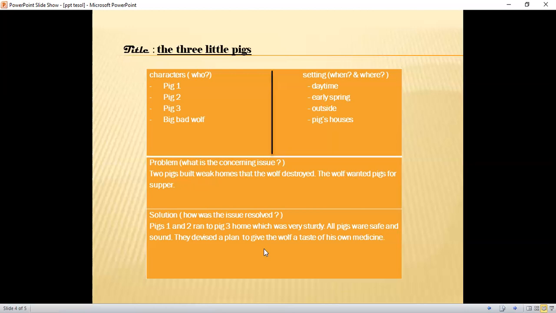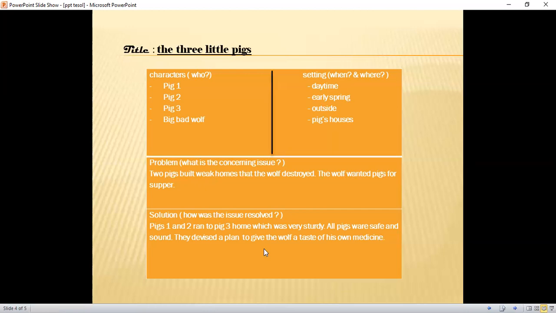Okay, the first two pigs ran to the third pig's house, whose home was made out of brick. It was very sturdy and it protected them from being eaten by the wolf, and there they devised a plan to give that old wolf a taste of his own medicine. Okay, so let's write that down. Pigs 1 and 2 ran to pig 3's home, which was very sturdy. All pigs were safe and sound. They devised a plan to give the wolf a taste of his own medicine.